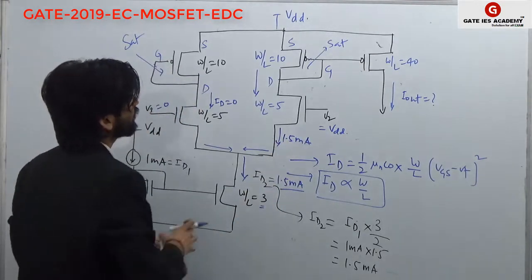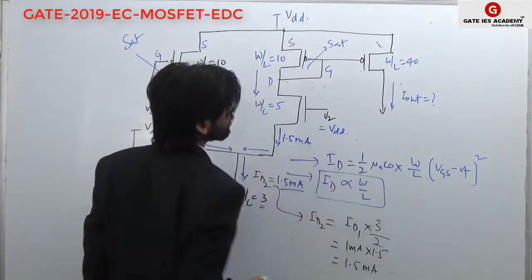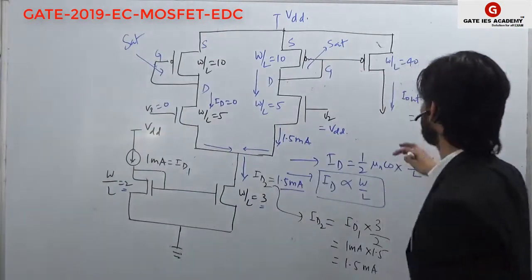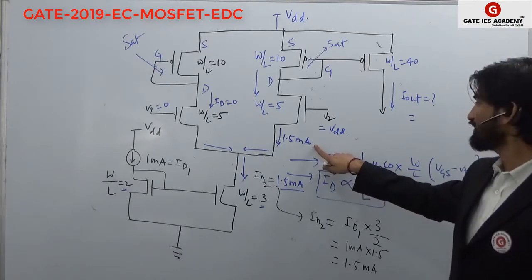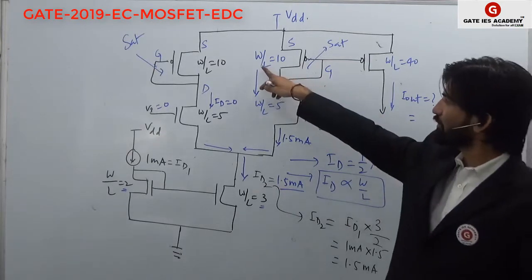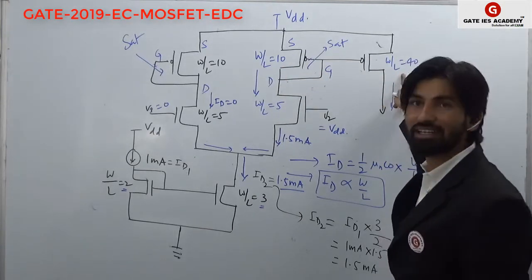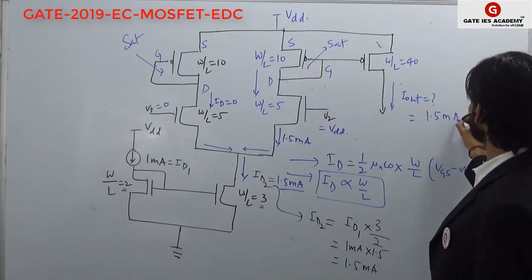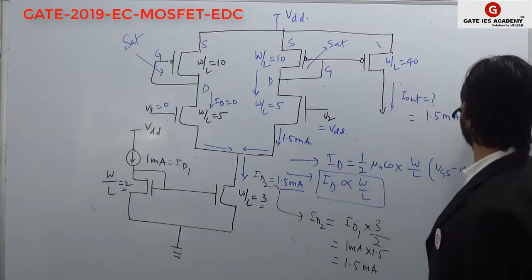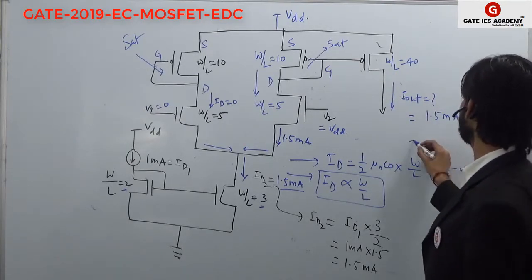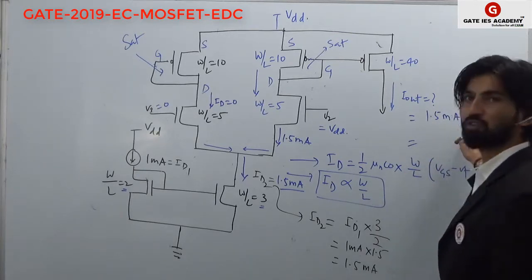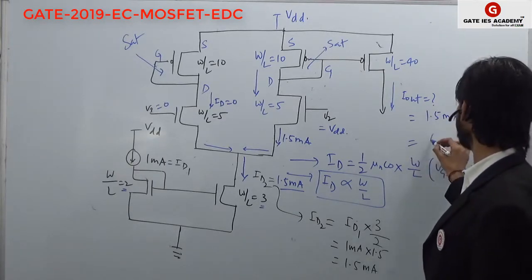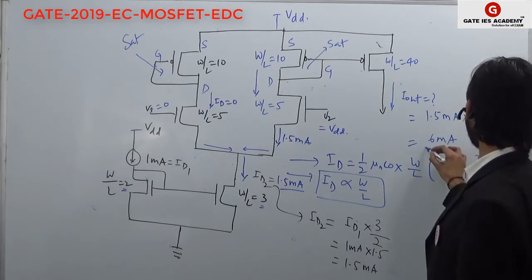Again, if 1.5 is flowing, how much will I out be? Call this ID1 and this ID2. The W by L ratio is 10 here and 40 there. So it will be 1.5 milliampere times 40 upon 10, and the zero cancels, so it is 1.5 into 4, which is 6 milliampere. So the answer will be 6 milliampere.